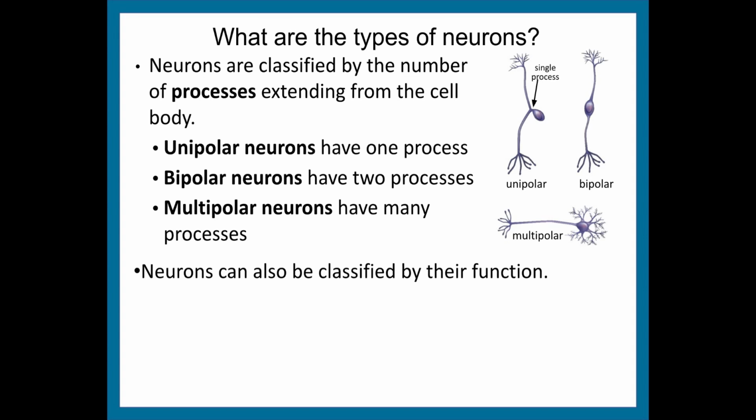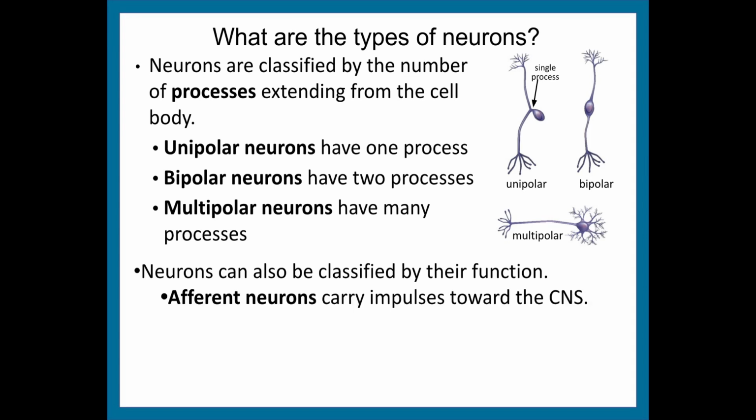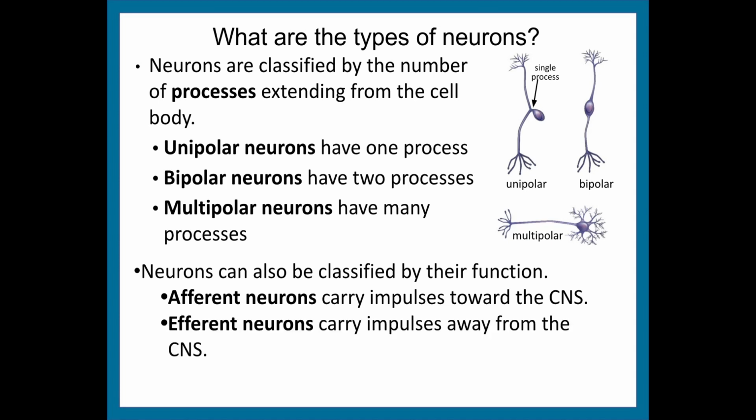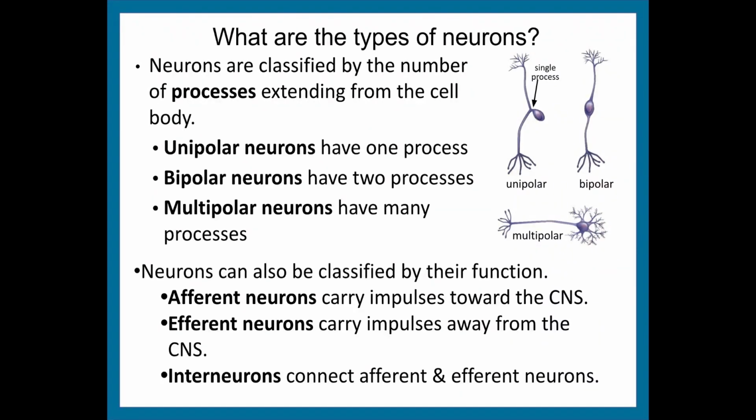Now, neurons can also be classified by their function. There are afferent neurons. They carry impulses toward the central nervous system. And there are efferent neurons. They carry impulses away from the central nervous system. There are also interneurons, and they connect the afferent and efferent neurons.